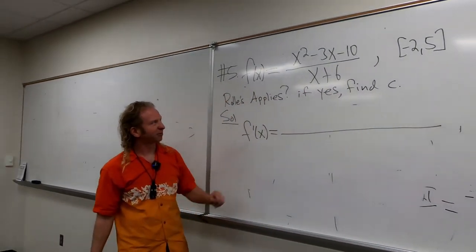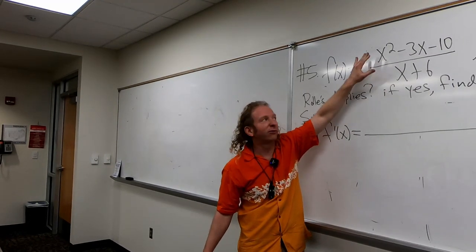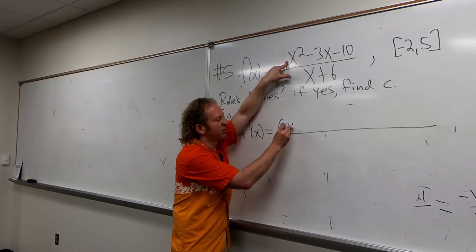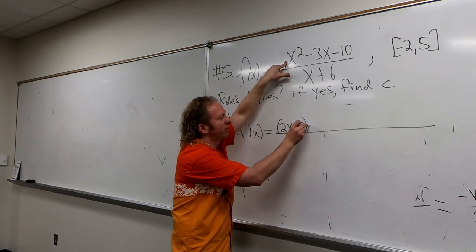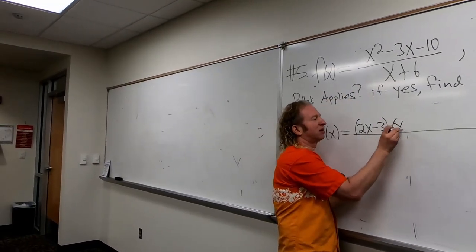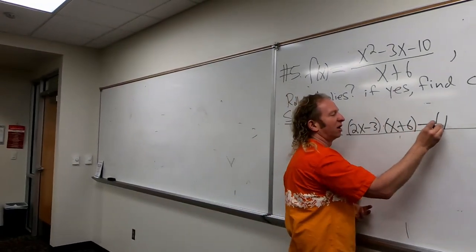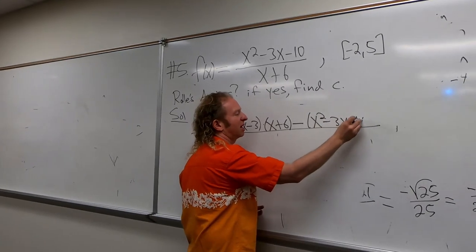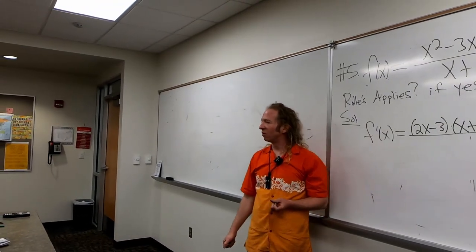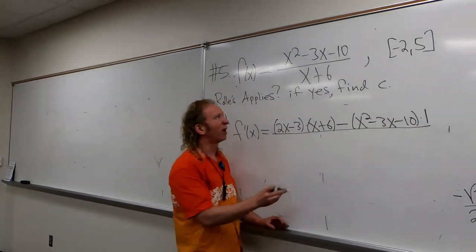Maybe it won't be that long. It's the derivative of the top times the bottom minus the top times the derivative of the bottom. So the derivative of the top is 2x minus 3 times the bottom, x plus 6, minus the top, x squared minus 3x minus 10, times the derivative of the bottom, which is 1. And then it's all over the bottom squared.